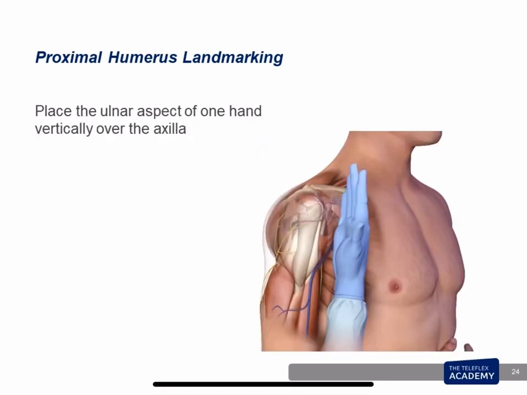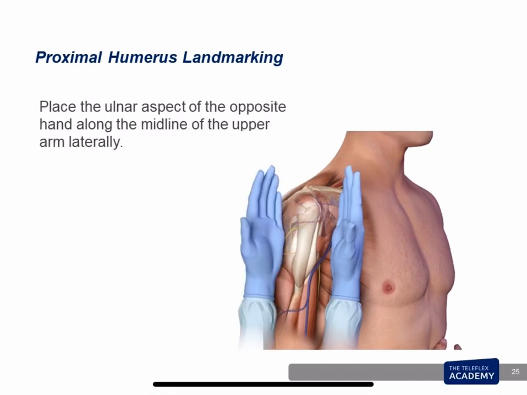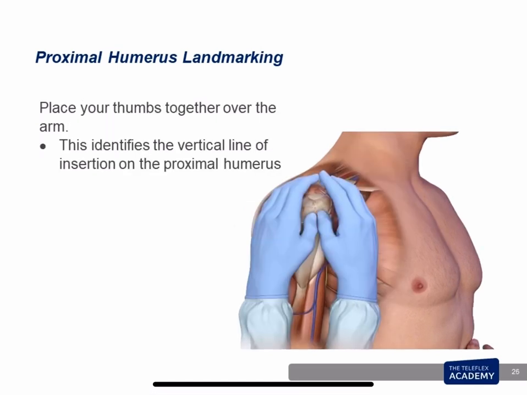The next step will take two hands, and you'll place the ulnar aspect of one hand vertically over the axilla. You'll place the ulnar aspect of the other hand along the midline of the upper arm laterally. And then you'll drop both of your thumbs down together over the arm, and you'll firmly push with your thumbs and slide up and down the arm until you feel the surgical neck.